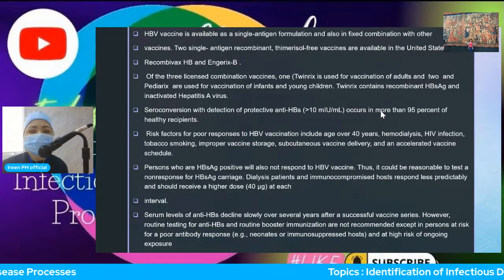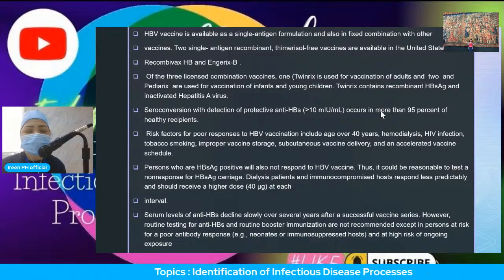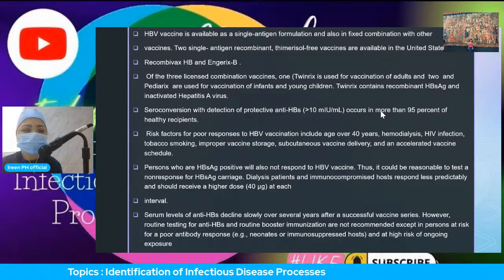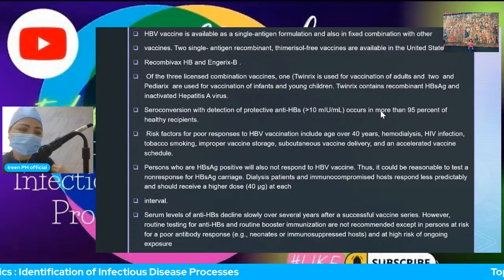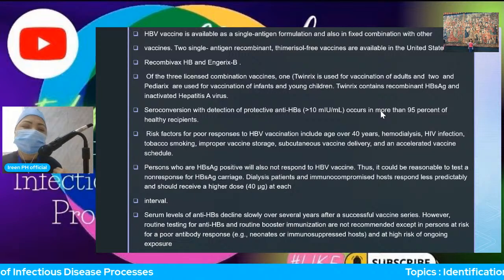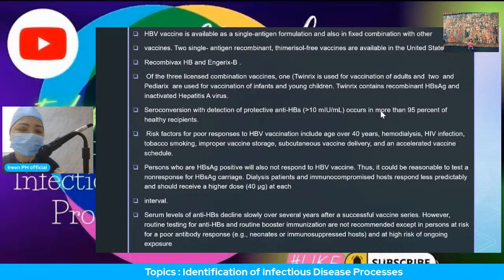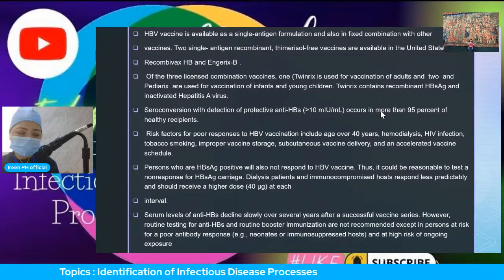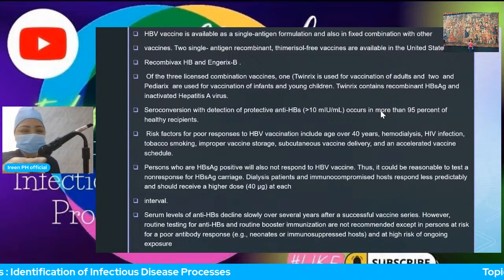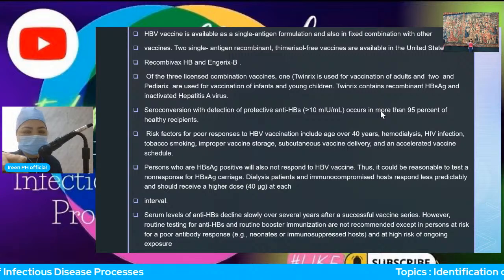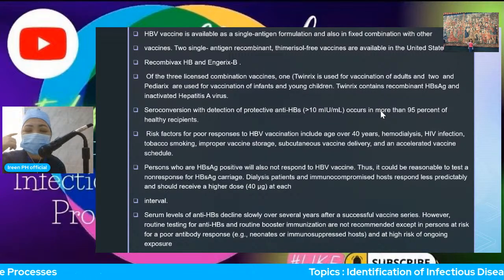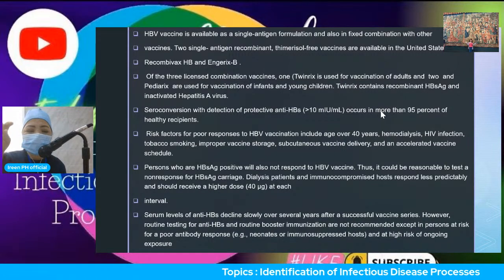Recombivax HB and Engerix-B. Actually, I encountered these way back, before I was in charge of the vaccines in the pediatric department area. I encountered Recombivax HB and Engerix-B. Until now, I think we have Engerix-B.